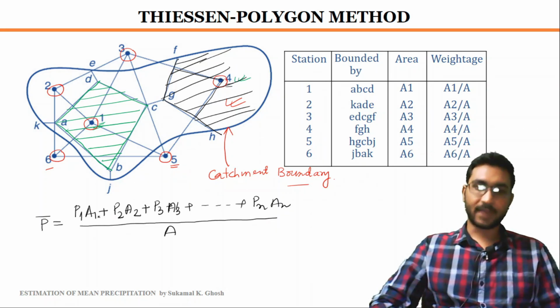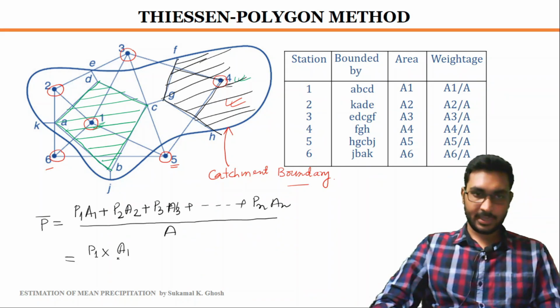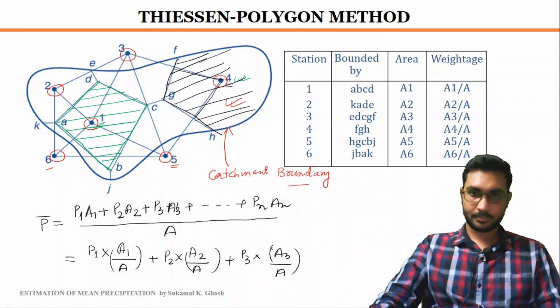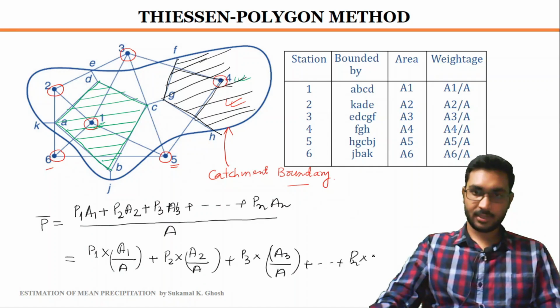Now if you simplify this whole expression, you will have P1 into A1 divided by A, plus P2 into A2 divided by A, then P3 into A3 divided by A, okay. In this way up to Pn into An divided by A, okay.